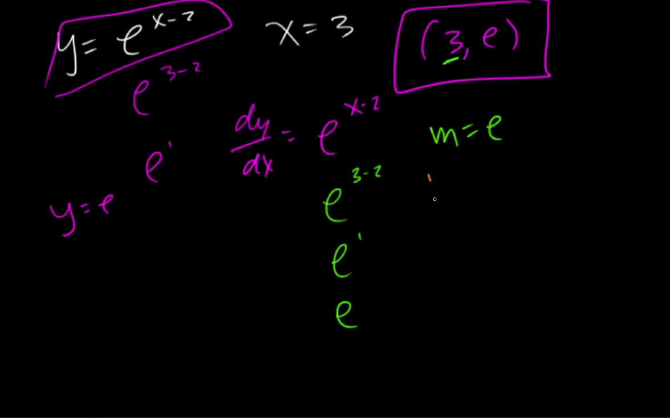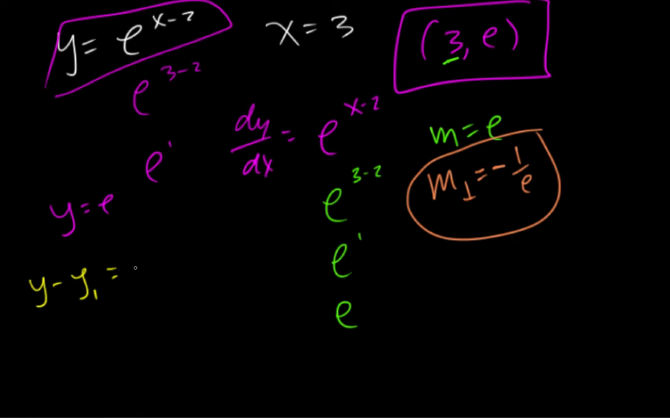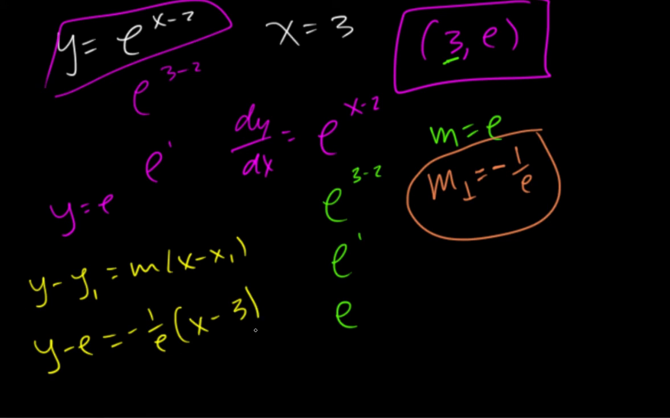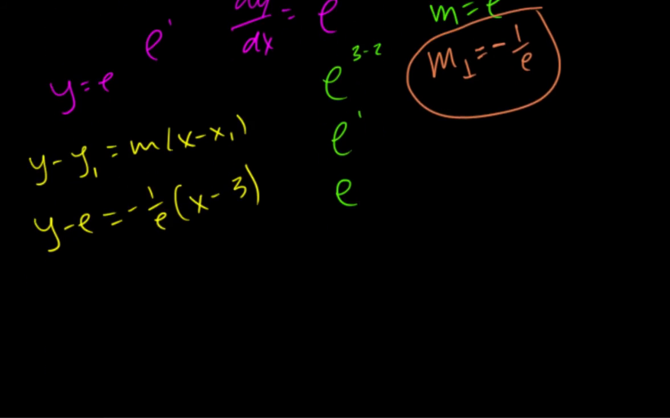Now to find our perpendicular slope, we have to do the opposite reciprocal. So opposite means we change the sign, so it goes from positive to negative. Reciprocal means we flip the fraction upside down, and so the perpendicular slope is negative 1 over e. And now if we plug it into point slope form, we're going to get y minus e is equal to negative 1 over e times x minus 3. And if you want to leave it like that, that's fine.